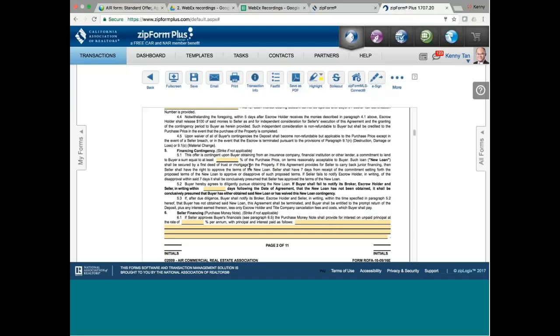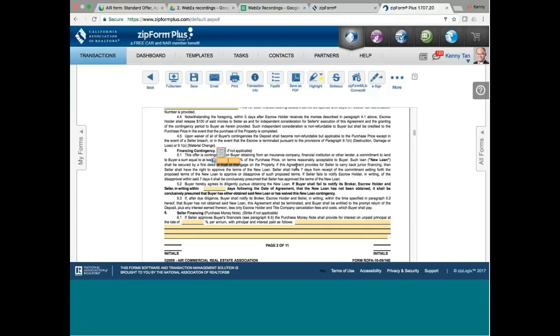This one says strike if not applicable, right? Now, what if my buyer has contingency, financing contingency? I don't strike this, right? And the offer is contingent upon buyer obtaining from an insurance company, financial institution, or other lender a commitment to lend the buyer a sum equal to at least.